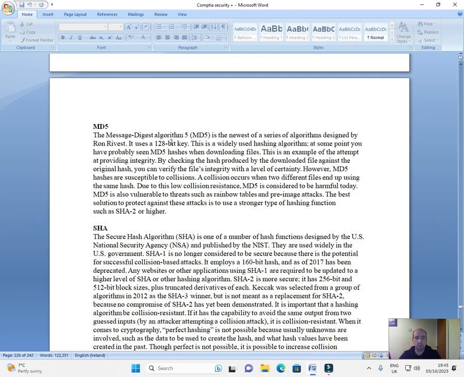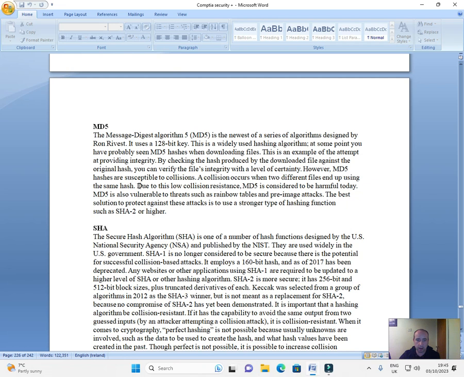MD5, the message digest algorithm. MD5 is the newest of a series of algorithms designed by Ron Rivest. It uses a 128-bit key. This is a widely used hashing algorithm. At some point you have probably seen MD5 hashes when downloading files. This is an example of the attempt at providing integrity: by checking the hash produced by the downloaded file against the original hash, you can verify the file's integrity with a level of certainty.